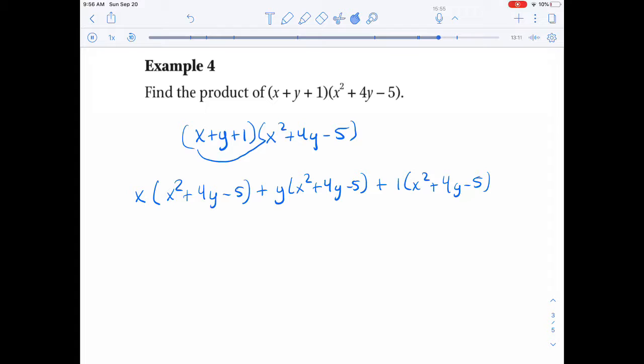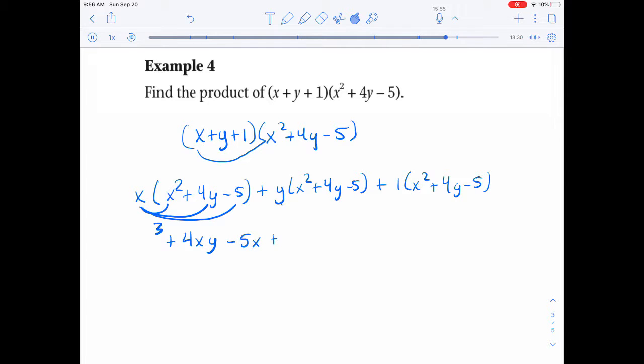Let's go ahead and distribute this x to the x squared. So we would have x cubed. Let's distribute the x to the 4y. So we would have plus 4xy. Let's distribute the x to the minus 5. So we'd have a negative 5x.